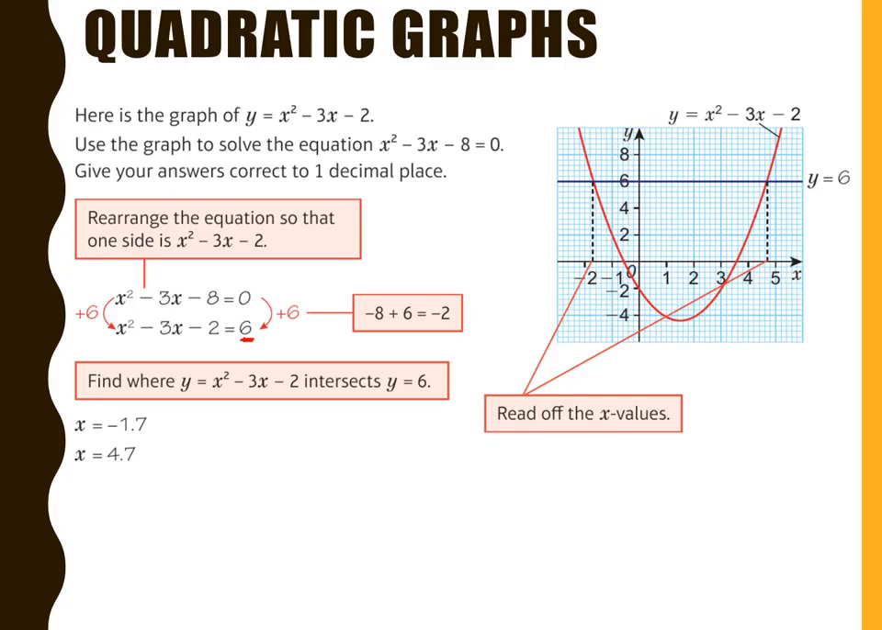So now, instead of where y equals 0, which is what we were doing before to find our roots, now we find our roots where the curve crosses the line y equals 6. So this and this is our answer for the x values. And so we look down, it's not very clear here, but x is -1.7 and x is 4.7.